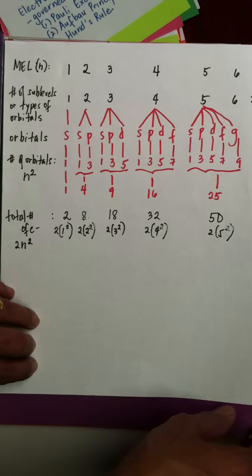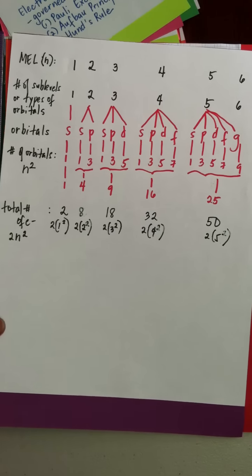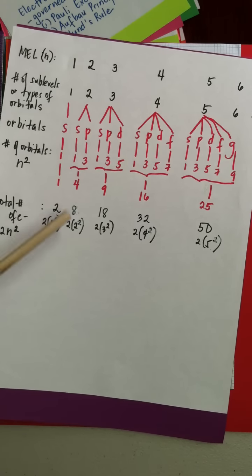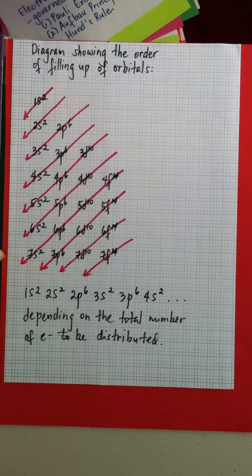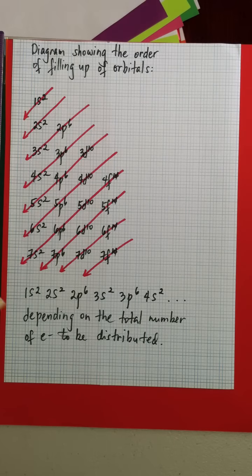Now, it will be difficult for us to distribute electrons following this pattern because they're very difficult to remember. So the chemists came up with a device like this, which will help us in determining the order of filling up of orbitals. So we follow the down arrow.